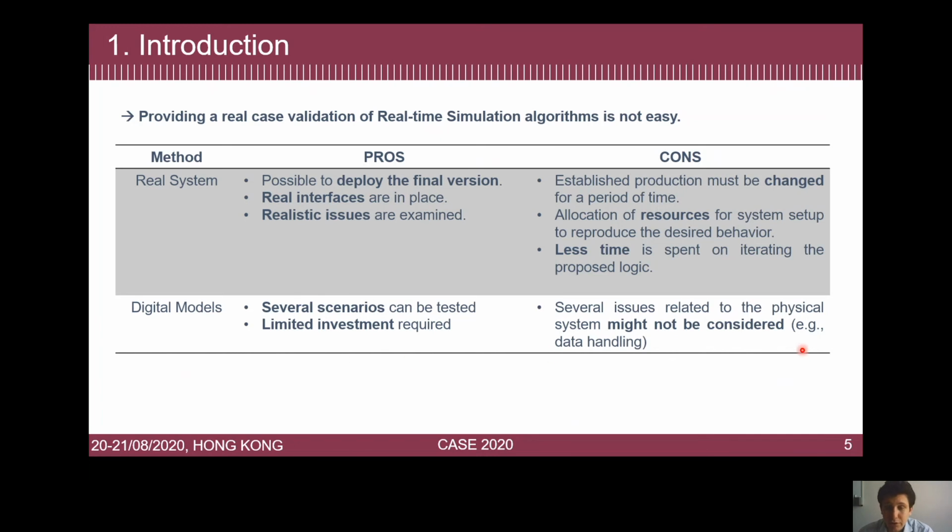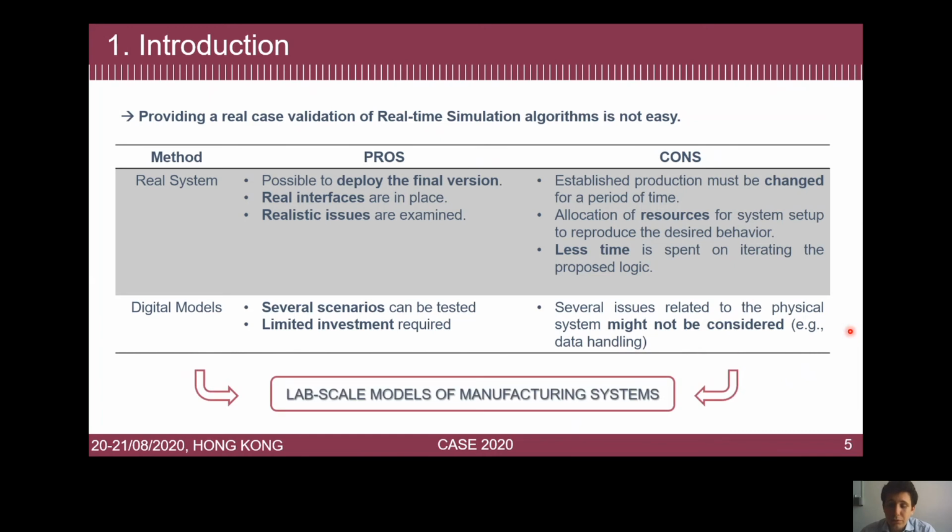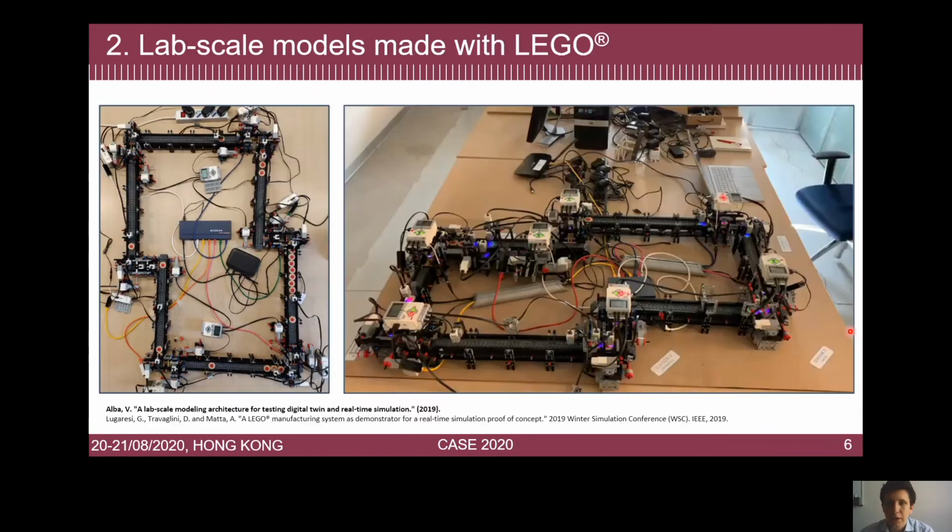Another alternative is to use digital models, but in this case, of course, we will miss the contact with the real interfaces. For example, setting up all the data handling, the connections, and the interfaces with the real components, for example with the PLCs, is missing. And so we will not experience the possible issues that might arise in this case. So in this work, we propose to use Labscale models of manufacturing systems as a good compromise between these two options. What do I mean by Labscale models?